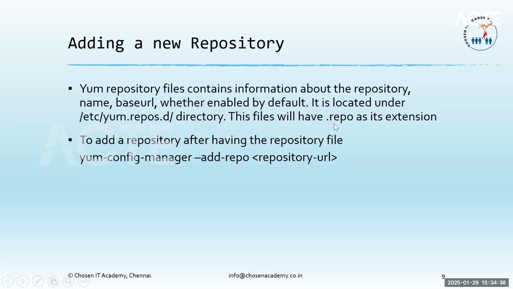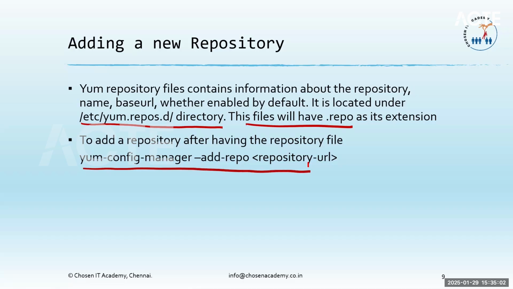This file will have .repo as its extension, and we can create it in a directory under /etc. If you see here, this is the directory, /etc/yum.repos.d, and we have to create the respective repo file. And once we have this, we may need to give this command, yum-config-manager --add-repo. Once we give this, it will get added to the repository list.